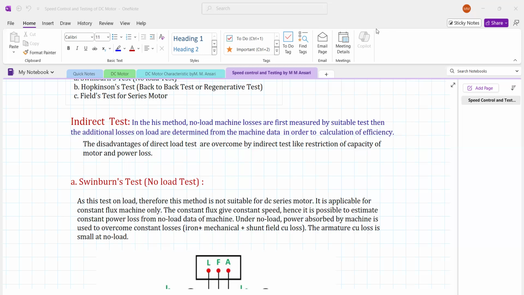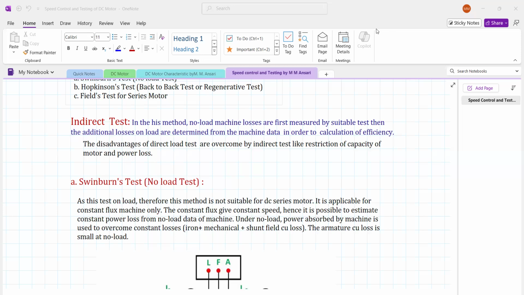It means that in whatever indirect method of testing, first we will try to calculate the no load losses. If the no load losses are known, it is easy to add the variable loss, that is the armature copper loss, or the losses which are based on the load condition. In this way, the efficiency can be calculated.